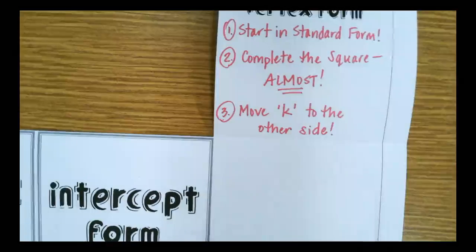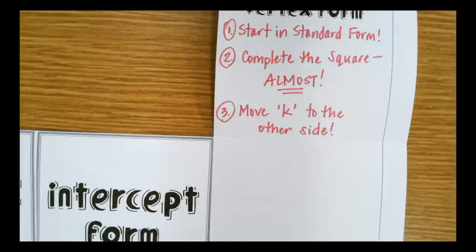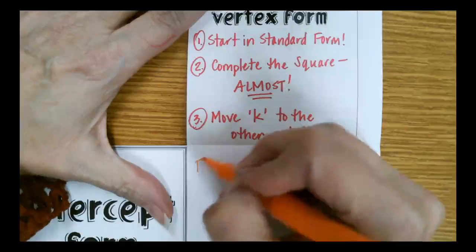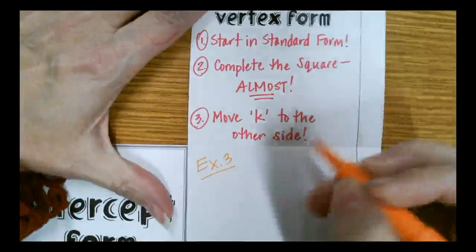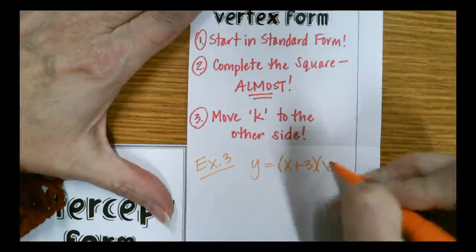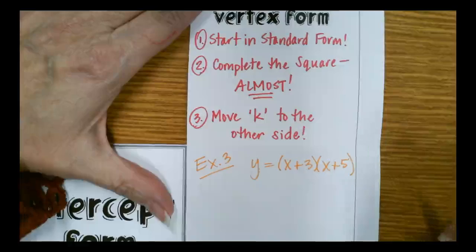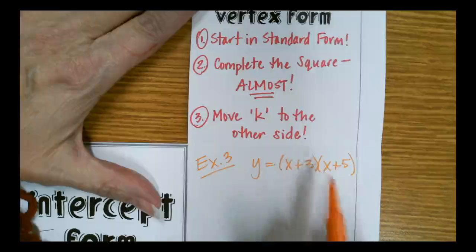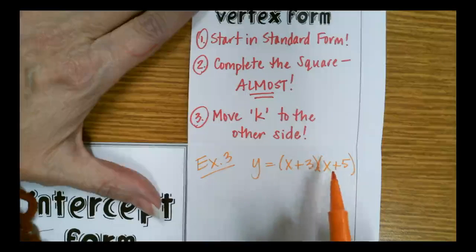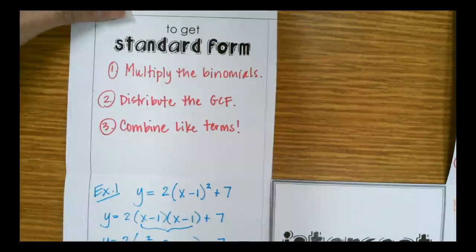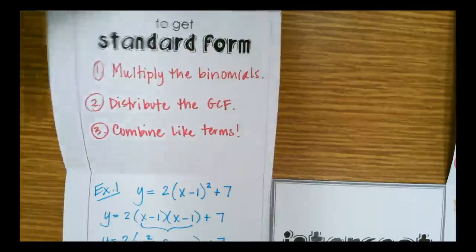Vertex form is probably the one that has the most work, but it's not so bad at all because we've done lots of completing the square. So example 3. I'm going to give you y equals x plus 3, x plus 5. All right, so first up, we have to start in standard form. Well, this one right now is in intercept form because this is factored. So I have to get into standard form. So to get into standard form, I have to multiply the binomials, distribute the GCF if there is one, and then combine any like terms.